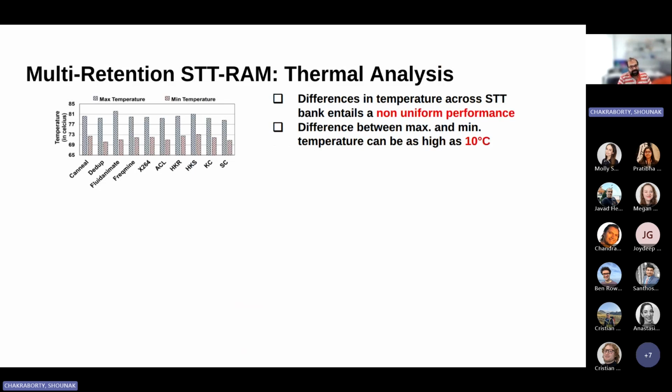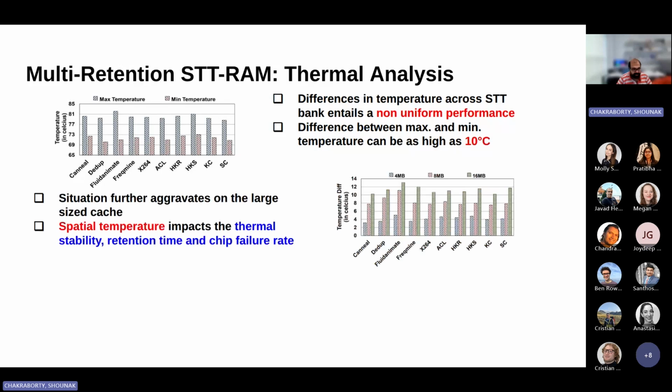The main problem is that the write cost is super high, especially the write energy, and that can generate localized regions with high temperature, which are known as hotspots on the chip. We have seen that the spatial thermal difference between the highest and lowest temperature across the entire cache region could be as high as 10 degrees Celsius, which is really significant, because the situation further aggravates on larger caches, where more than 10 degrees Celsius can be seen, in some cases very close to 11 or 12 degrees Celsius.